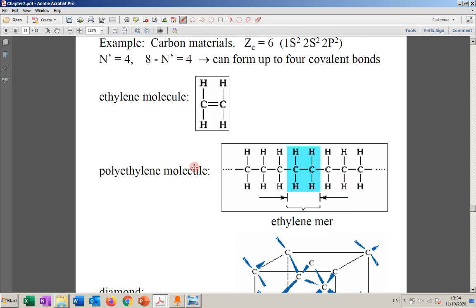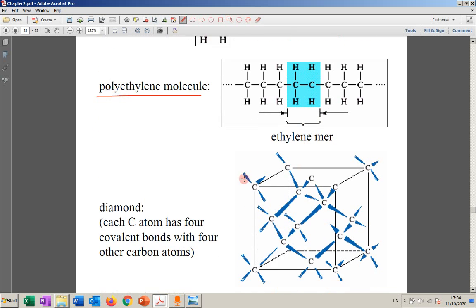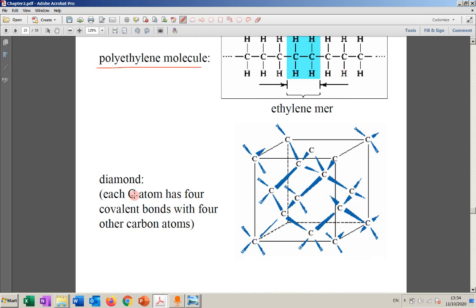And this is polyethylene, basically polyethylene molecules, which is the plastic in the water bottle. So basically it has a carbon and hydrogen backbone, the carbon backbone with each carbon having two hydrogens. In a diamond, each carbon is supposed to have four bonds with other carbons. For example, taking this one, it will be having four bonds with the others.